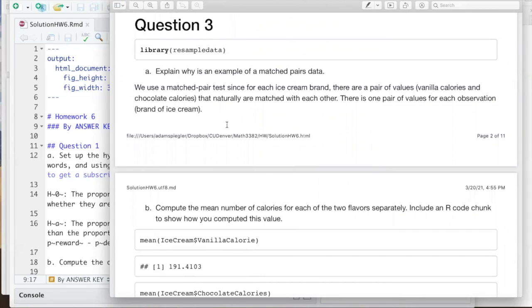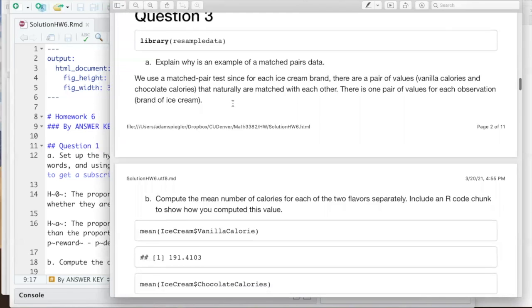So in question 3, this was a matched pairs example where we were testing whether chocolate flavored ice cream had more calories than vanilla flavored ice cream. And the reason why this was matched pairs is for each brand, we had a pair of values, vanilla and chocolate calories. And so I want to preserve that structure when we do our test. I want to preserve those pairings. So here we have a matched pair, not two independent samples.